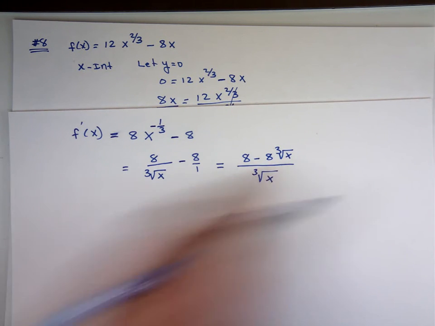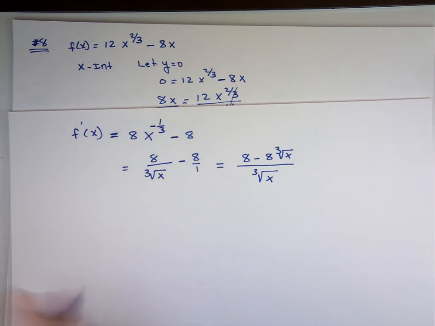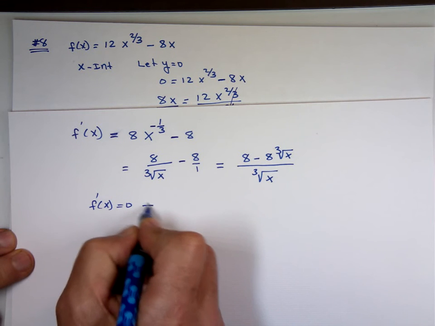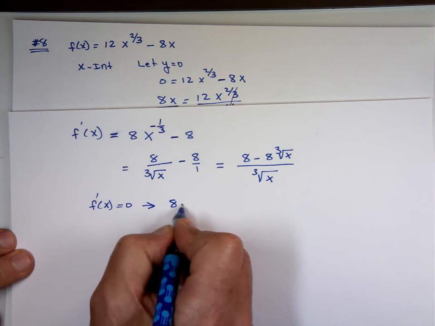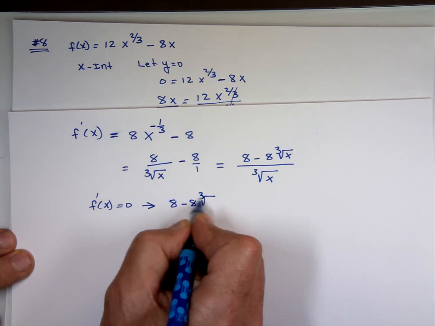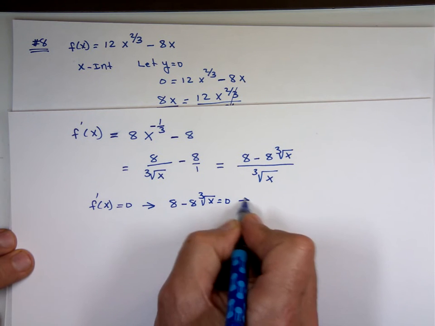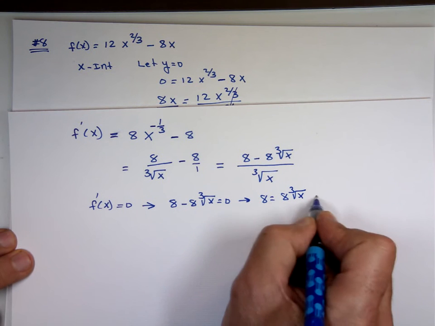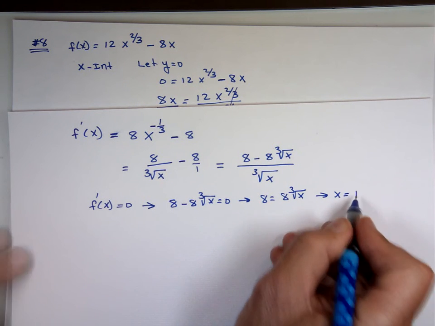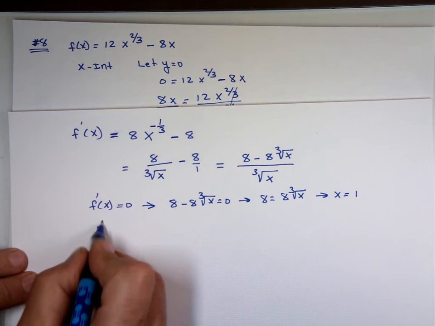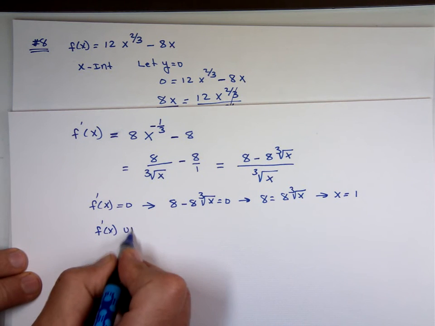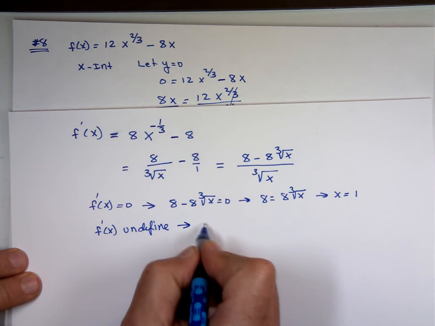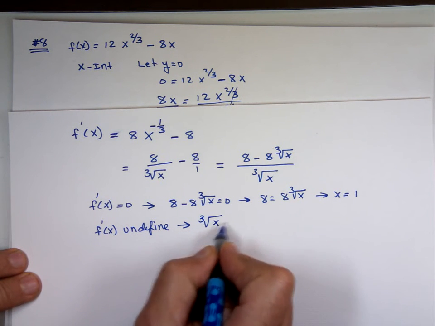When is the derivative equal to 0? When 8 minus 8 the cube root of x is equal to 0, or 8 equals 8 the cube root of x, which means x is what? 1. When is the derivative undefined? That's when the bottom is 0. Which means x equals what? 0.